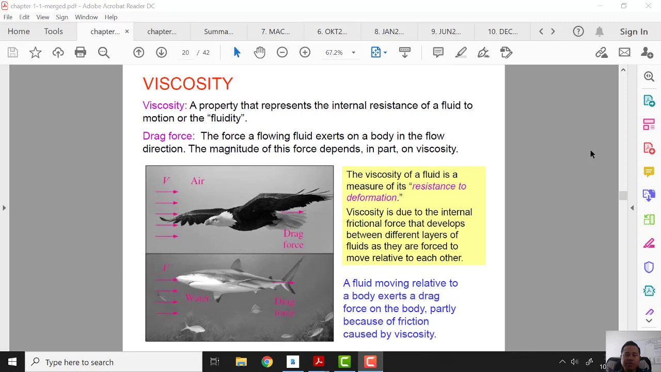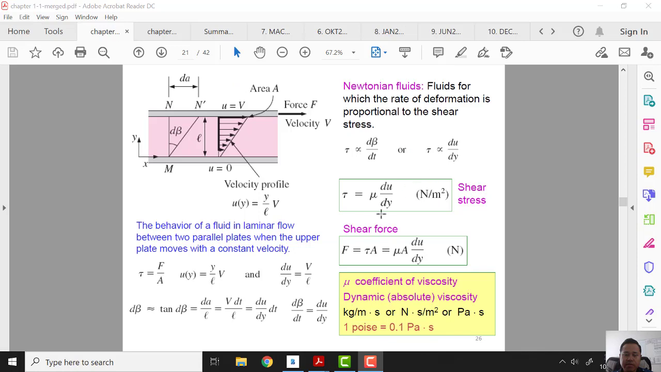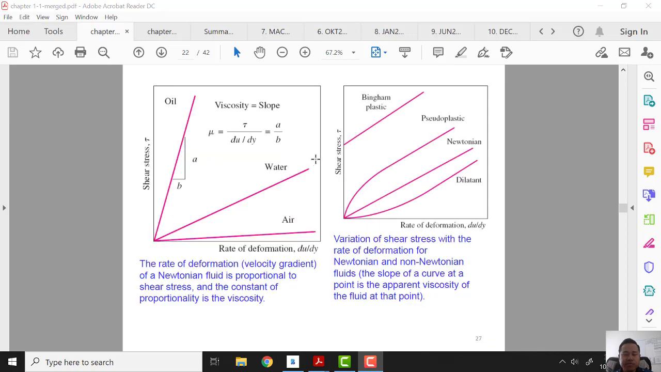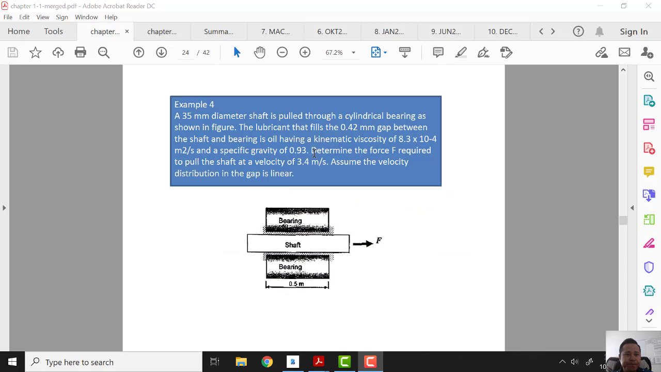Alright, welcome back to Technique class. Inshallah today we will continue our chapter on chapter 1. At the last class, we had looked at viscosity, drag force, and also the shear stress and shear force. I hope you still remember what is shear stress and what is shear force. Today we'll be looking at the example for shear stress and shear force. This is example 4.